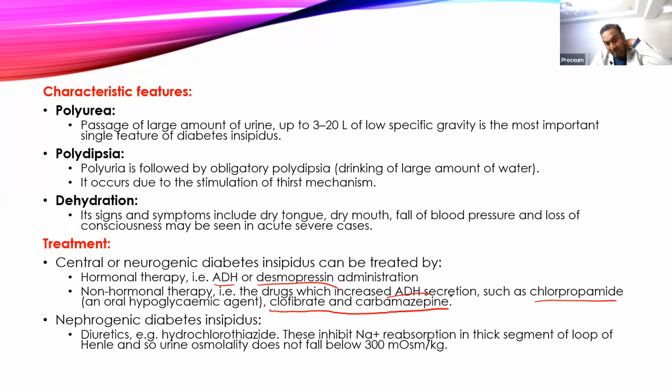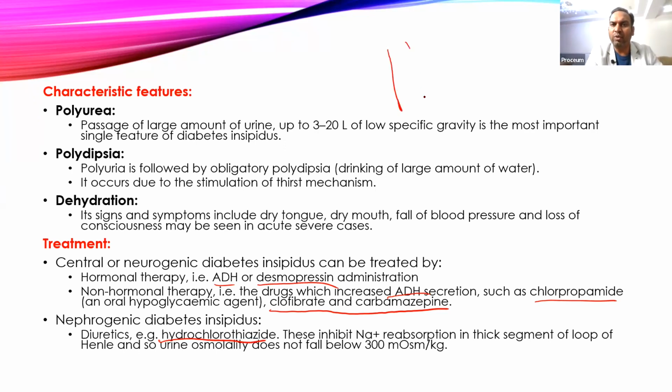Then we come to nephrogenic diabetes insipidus. Here, ADH is not acting on the receptor, so there is no point in giving ADH because it is already present, but it is not effective. So here we give hydrochlorothiazide. Hydrochlorothiazide is a diuretic drug. Here, understand what pathology is occurring and the mechanism of hydrochlorothiazide.